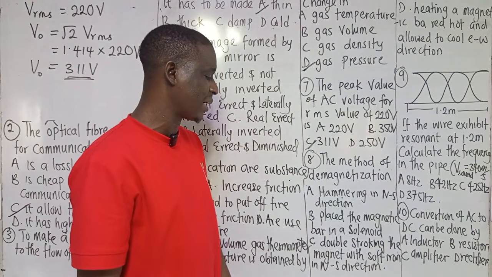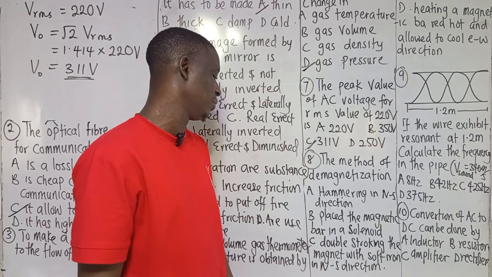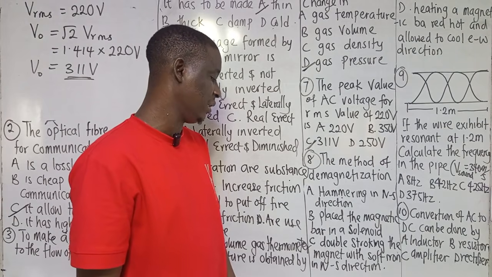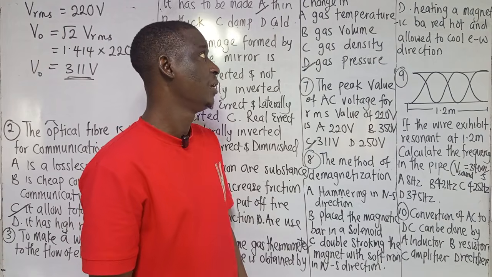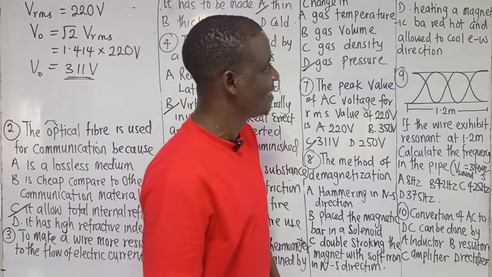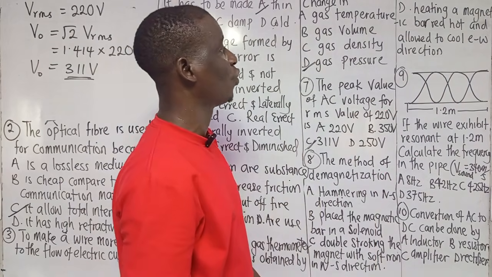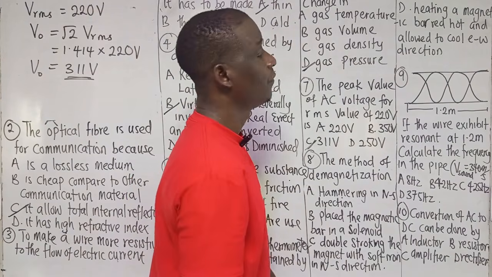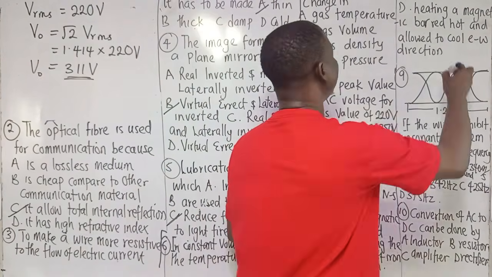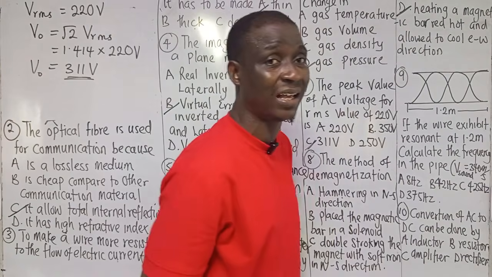Double stroking the magnet with soft iron in the north-south direction. Yes, correct. Heating a magnetic bar red hot and allowing it to cool. In fact, this one will go in the east-west direction. So this one is the answer there.